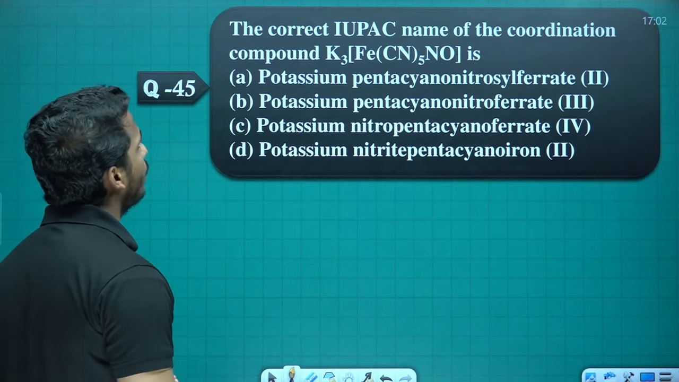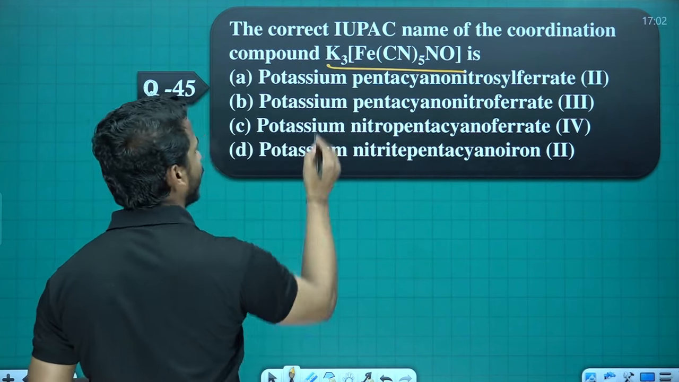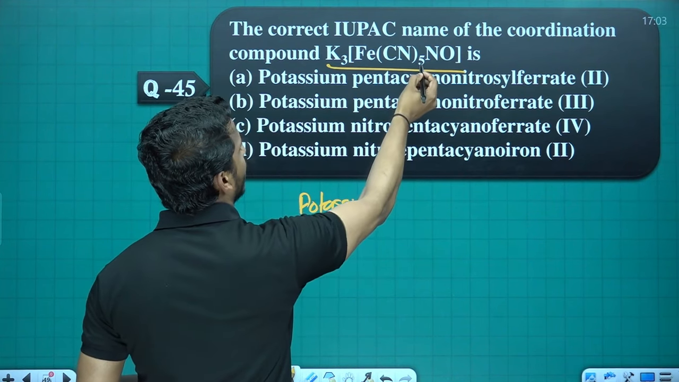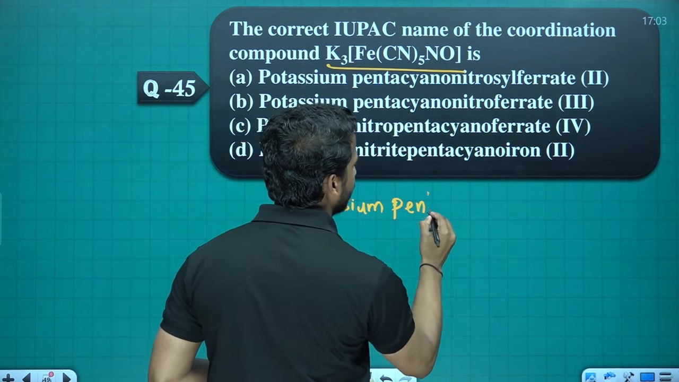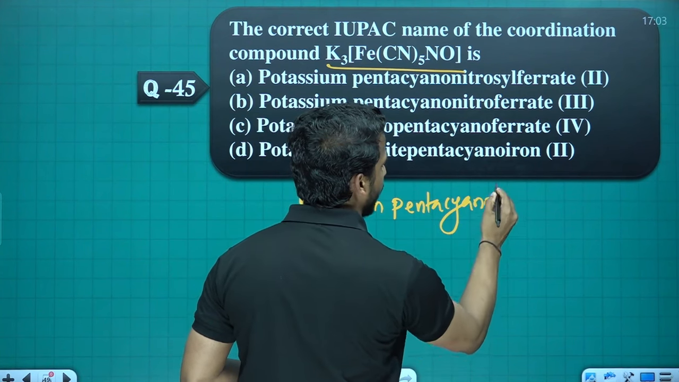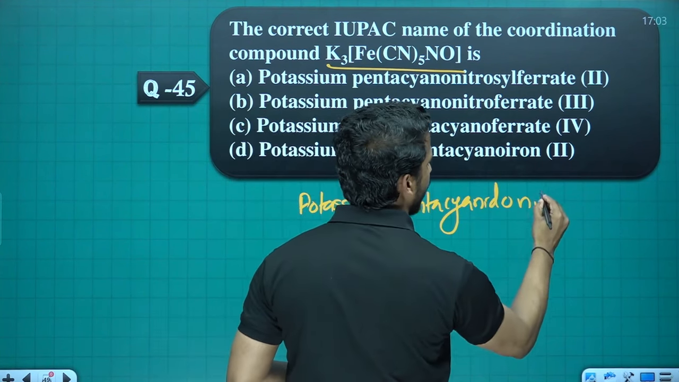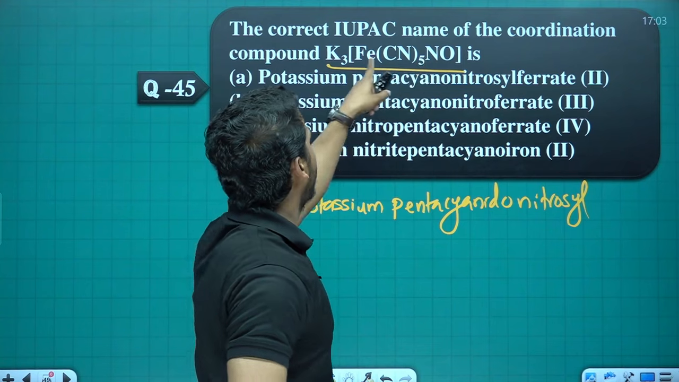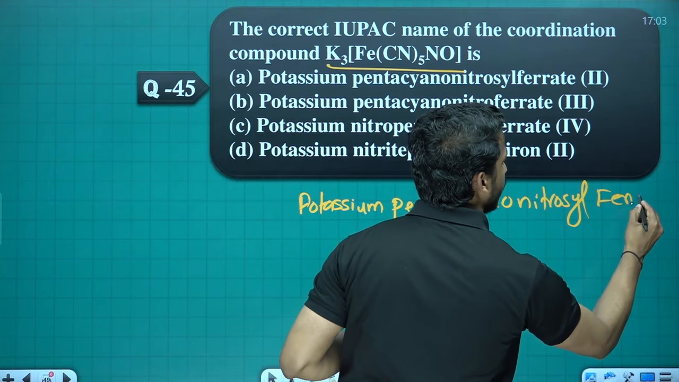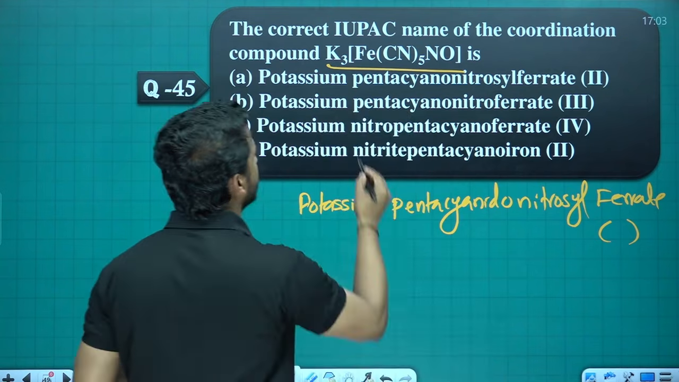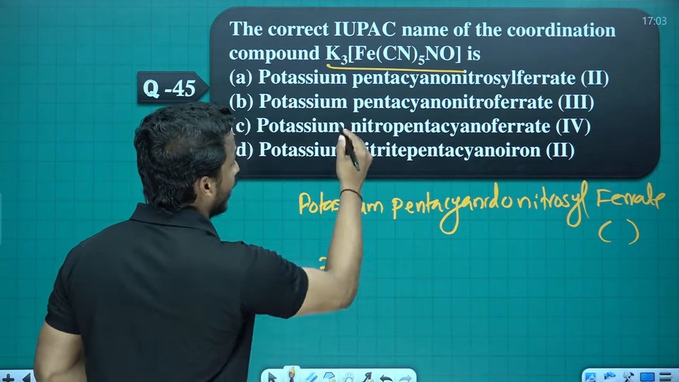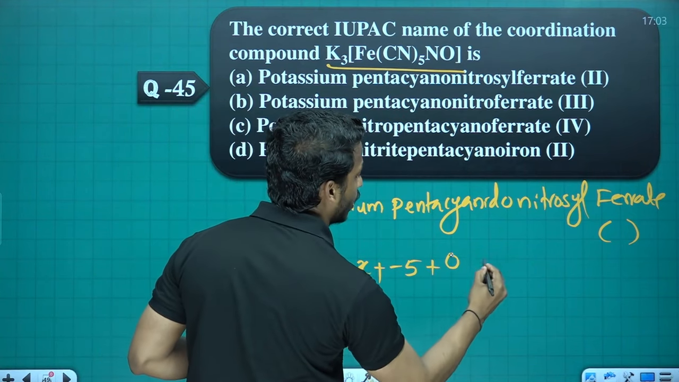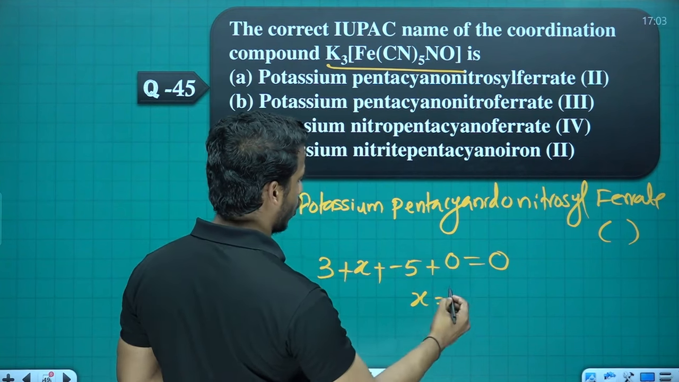What is the correct IUPAC name of the complex? Let us start. Potassium is first, right? So potassium. Now a total of 5 cyanido, so pentacyanido. What is NO? Nitrosyl. So potassium pentacyanidonitrosyl. Fe is in the anionic part, therefore ferrate. What is the oxidation state? Potassium charge is 3, Fe charge is x, 5 cyanide charge is -5, NO is neutral, overall 0. So x is equal to +2.